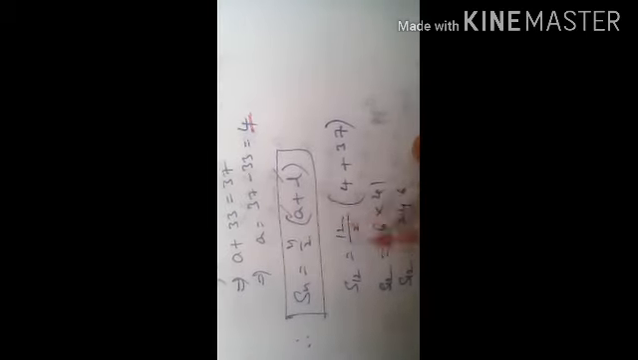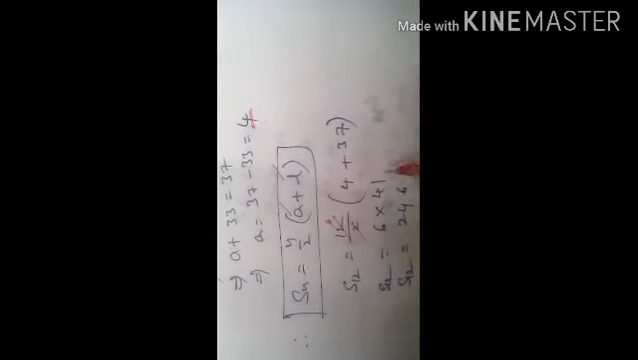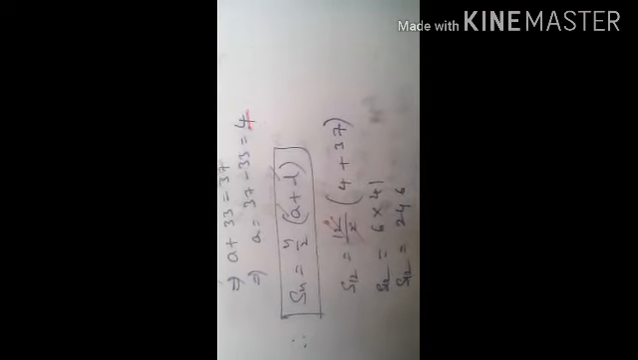Now substituting in Sn. We know the first value and we know the last value, so I am taking the first formula. Sn is equal to n by 2 into A plus L. So S12 is equal to 12 by 2 into 4 plus 37. So this cancels 6 times. So S12 is equal to 6 into 41. S12 is equal to 246.